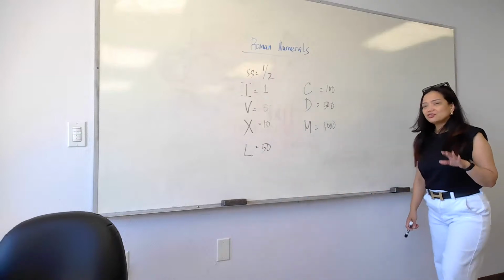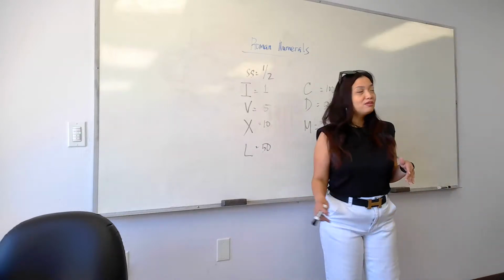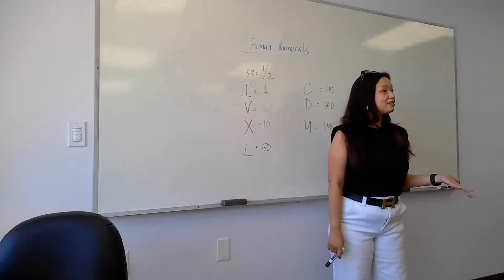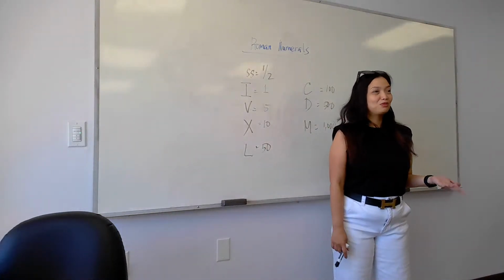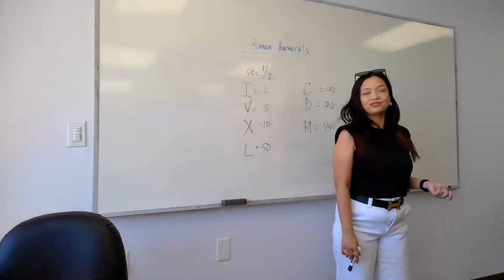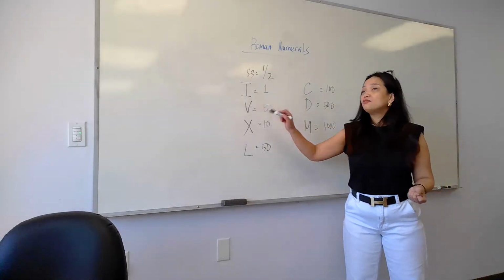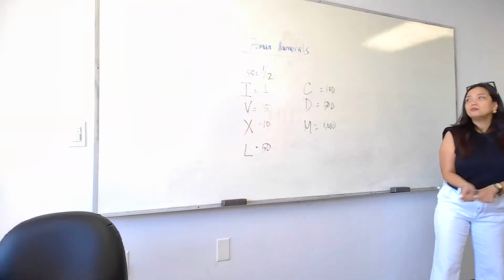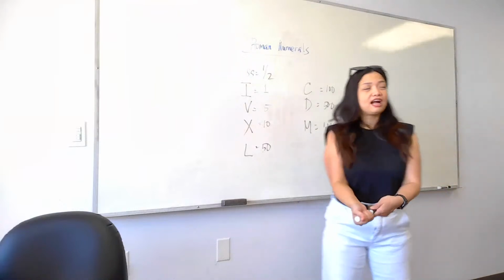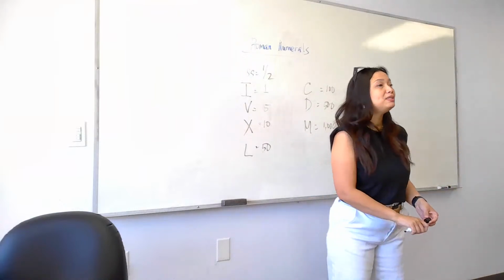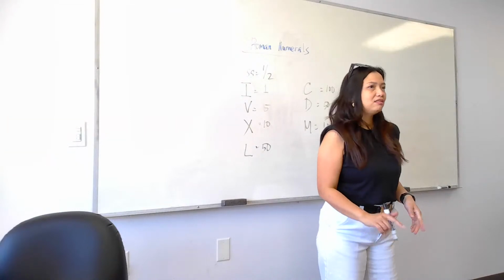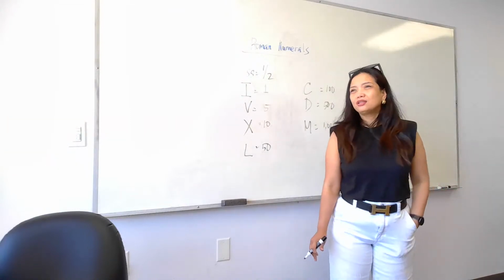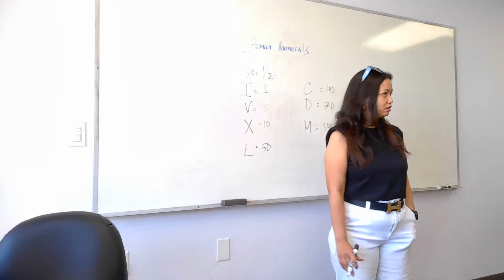So I'm mentioning L is 50. Back in the day, one of the instructors always said, oh, LV is 55, Las Vegas is 55 years old. Not anymore. Las Vegas is older than that. So I is 1, V is 5, X is 10, L is 50, C is 100, D is 500, M is 1,000, and SS is half. SS came from the Latin word semis. Semi, not even a full. So it's half.